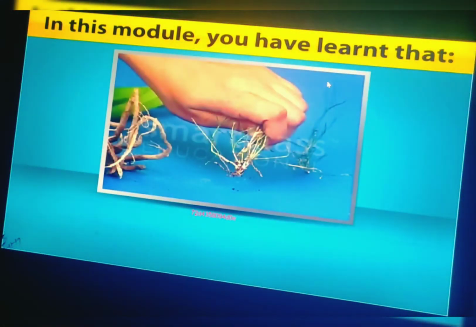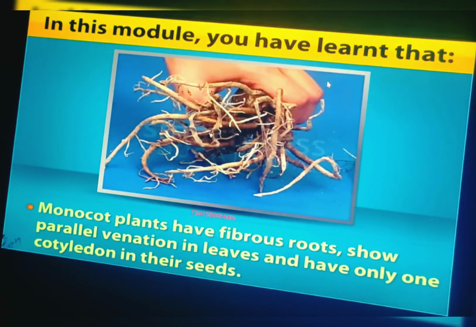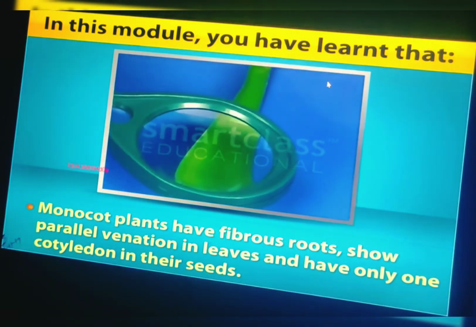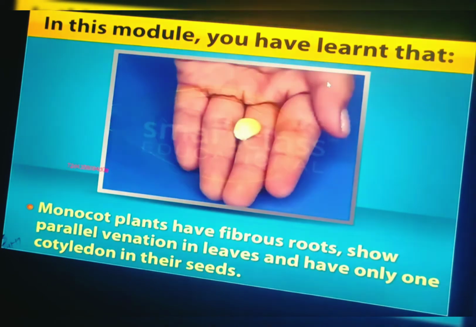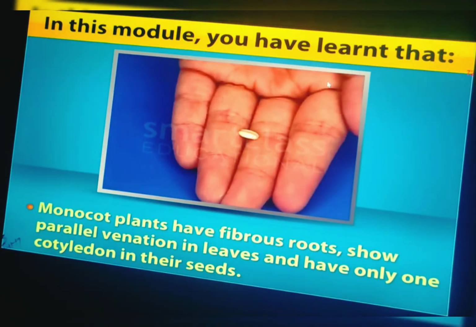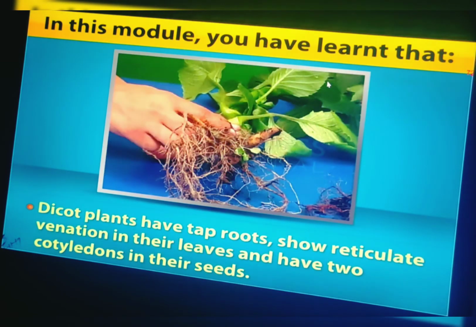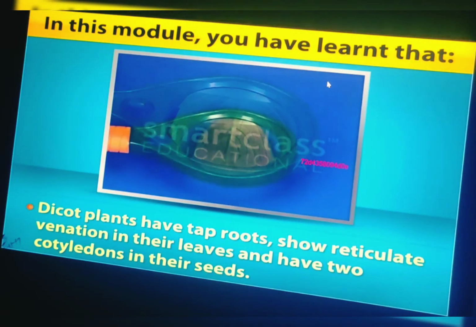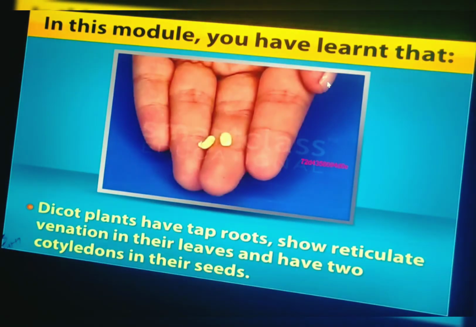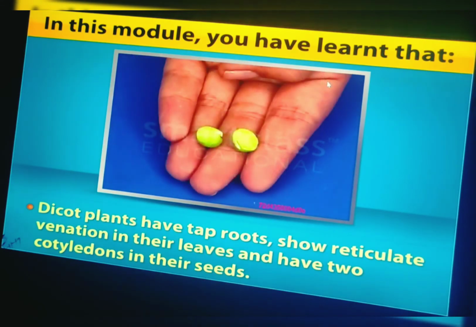In this module you have learned monocot plants have fibrous roots, show parallel venation in leaves, and have only one cotyledon in their seeds. Dicot plants have taproots, show reticulate venation in their leaves, and have two cotyledons in their seeds.